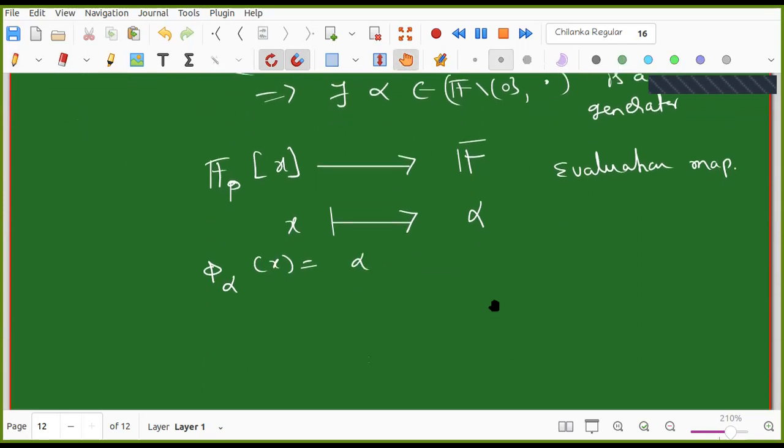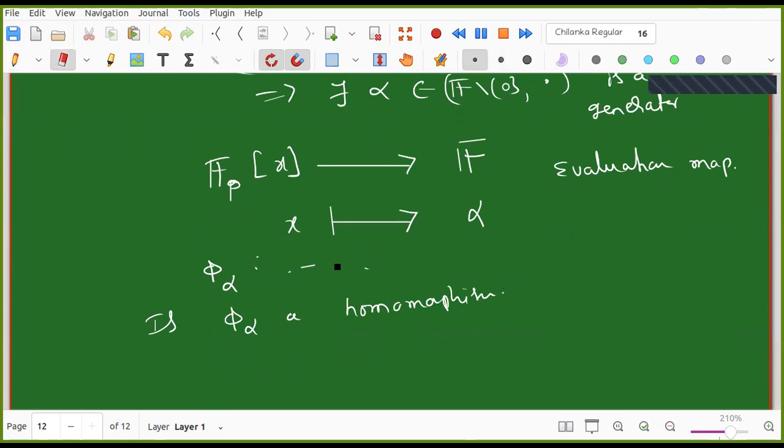Is it a homomorphism? Is phi alpha a homomorphism? I made a mistake. Better I say it this way, then it will be an advantage. It will take f(x) to f(alpha), right? Why is this an element in F?